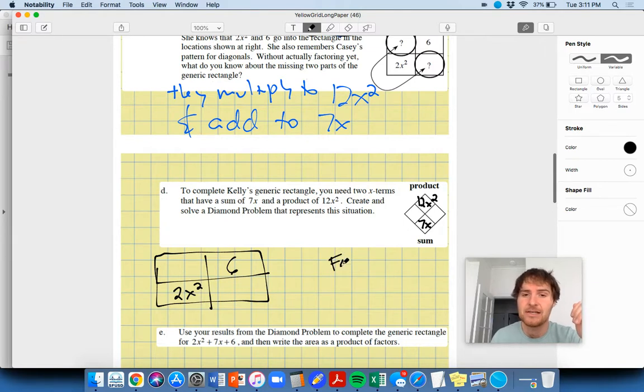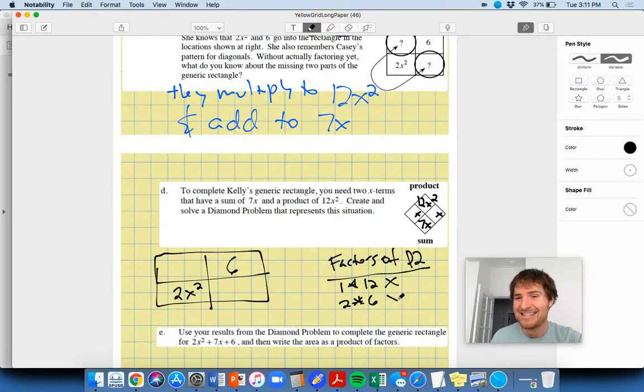So let's think here. Factors of 12, okay? I don't really need to think about the x part here, right? Factors of 12, because we know that x is going to be in both of them here. There'll be an x here, there'll be an x here. We just need to figure out what the coefficient is. So factors of 12, there are a lot of them, okay? I usually start at 1, 1 times 12. Is that going to work out? No, it does not add to 7x, okay? 2 times 6, that's another way of getting to 12. Well, it adds to 8. That's not quite good enough here.